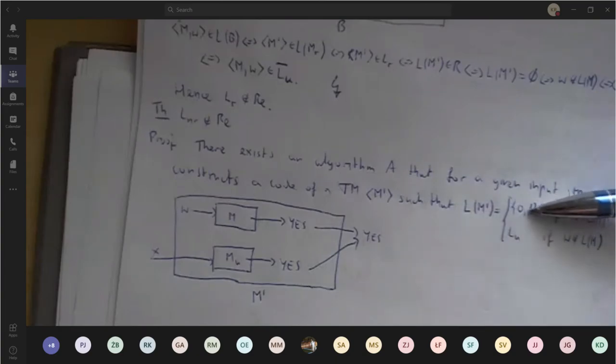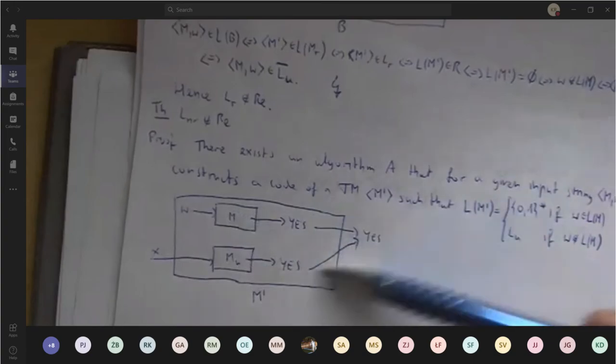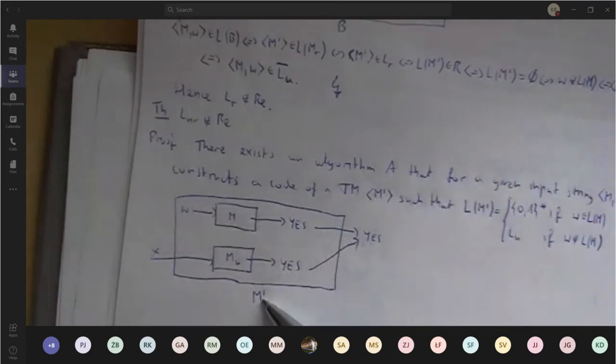But there is also an option for acceptance if W is not accepted by M this way. So if M does not accept W, then M prime accepts if and only if X belongs to the language of MU, so the universal language LU. So this is it, correct.